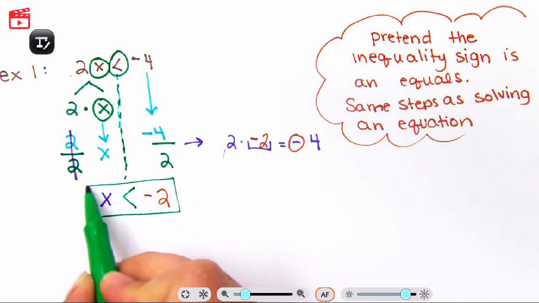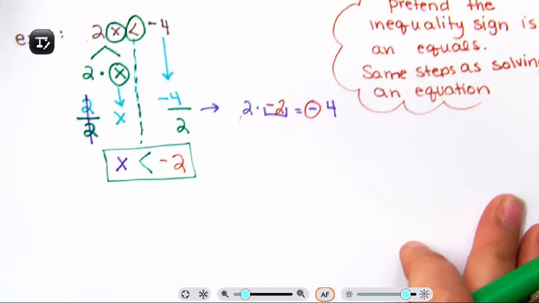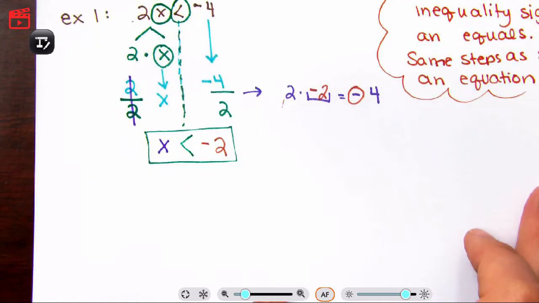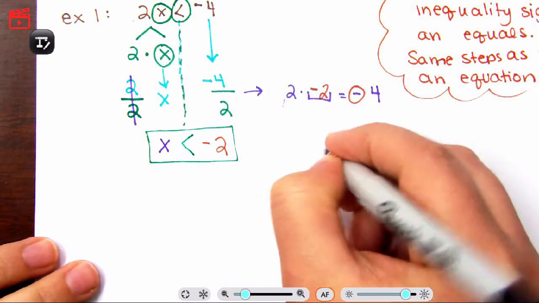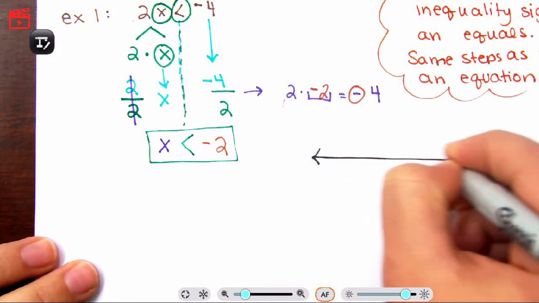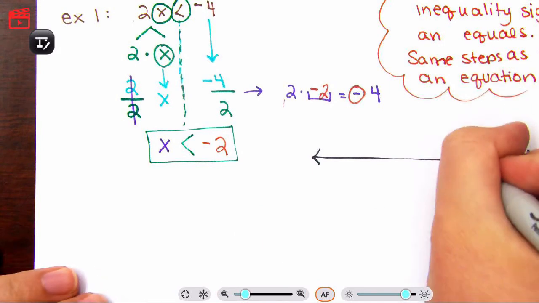Is x by itself? Yes. Then we are done. I'm going to quickly show you how to graph. Whenever you're graphing, your teacher might have different methods of graphing, but when we're graphing, we are graphing on a number line. So I'm going to do a quick number line here. Here it is. Now 0 does not have to be in the middle. I can put 0 right here.